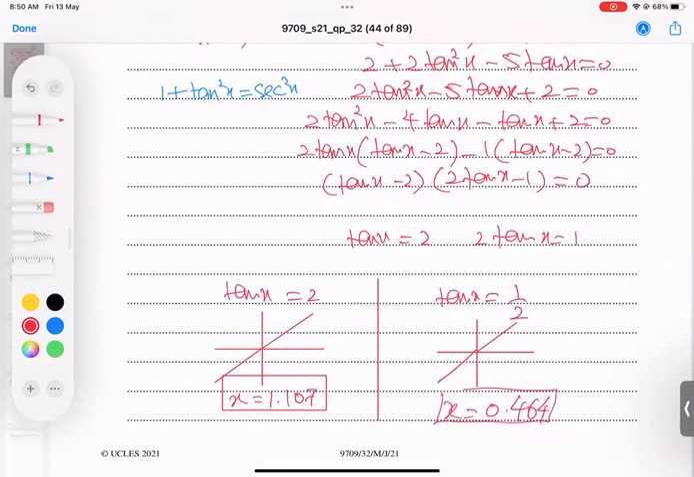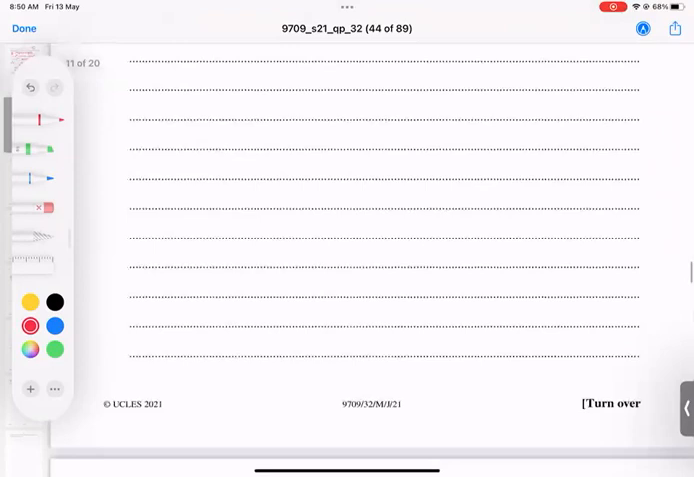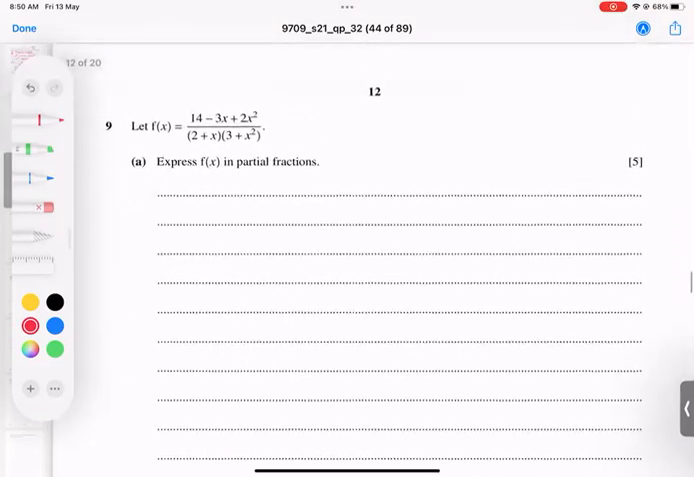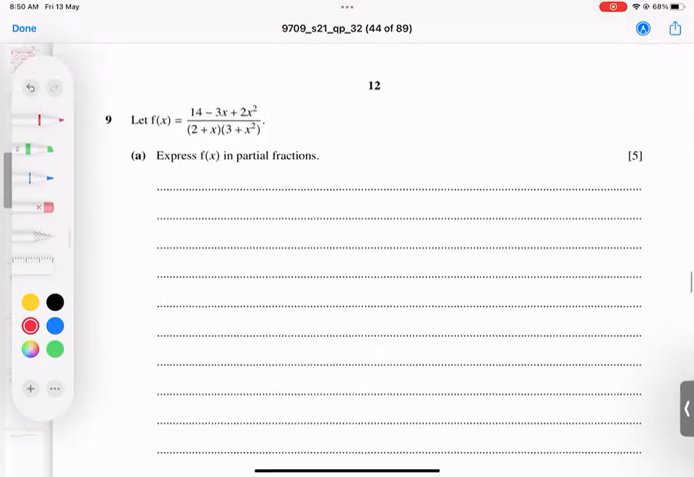So alhamdulillahi rabbil alameen, we have done it. Let's go for the next question. Question number 9. A lot of patience is required here because there is a lot of algebra, so chances of mistakes. So he said partial fraction.